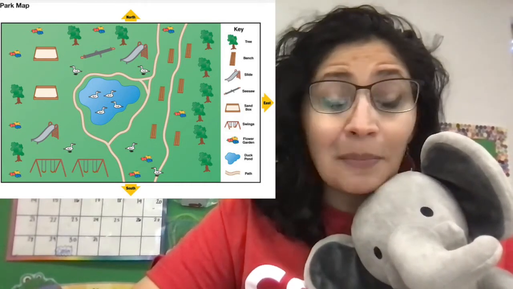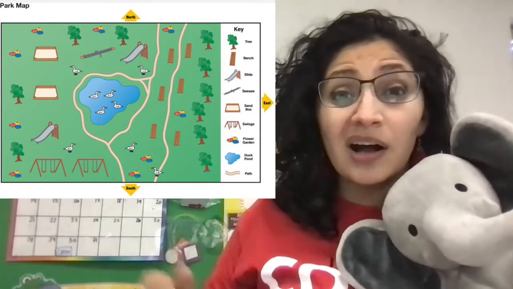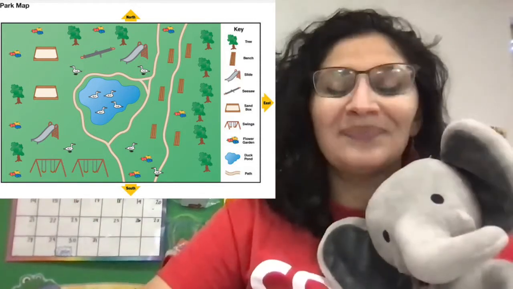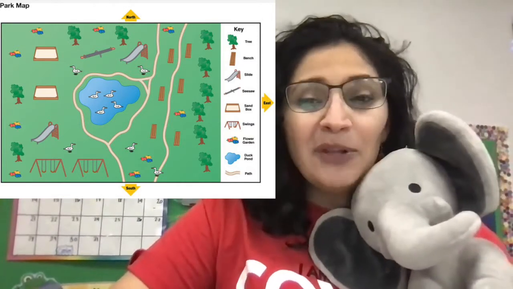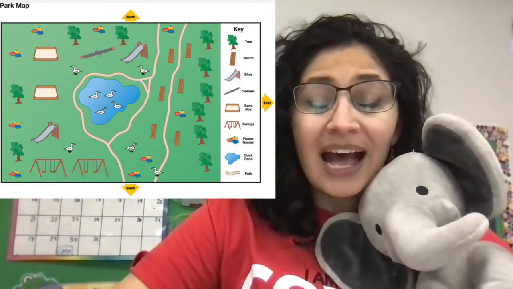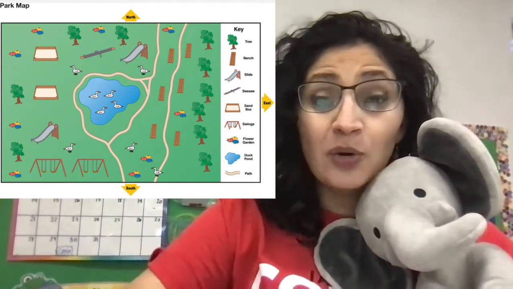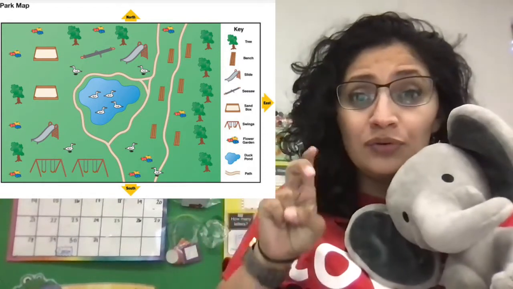Friends, that means that it's the path. That means that I can walk around the pond on the path that they created for me. That's cool. So if I'm looking at this park map and I am on one of the swings, whichever one of the swings, and I walk north, that means that I'm walking up.